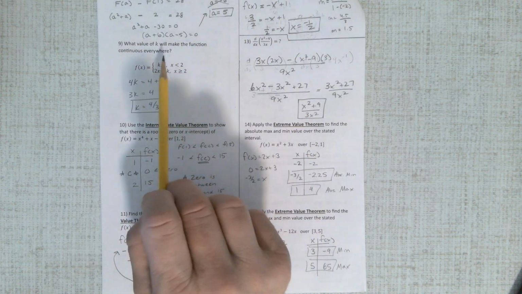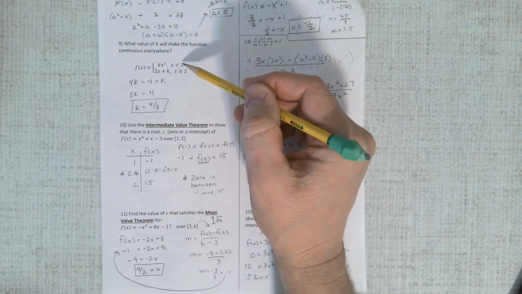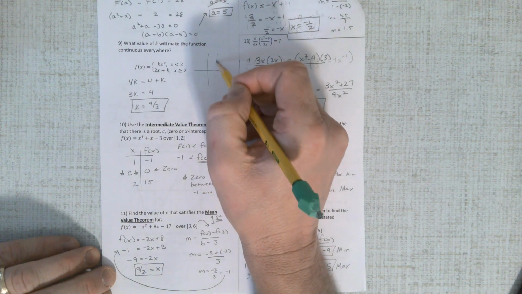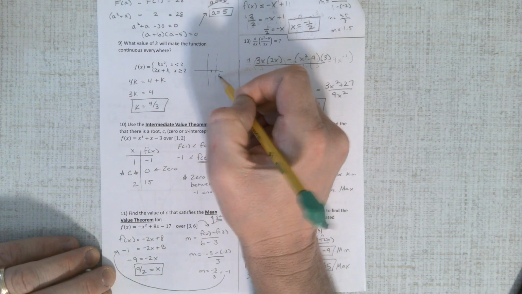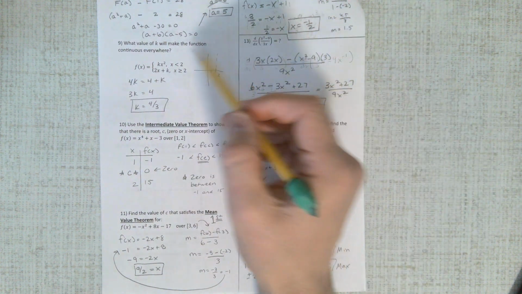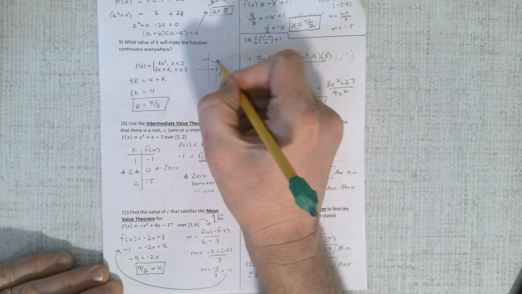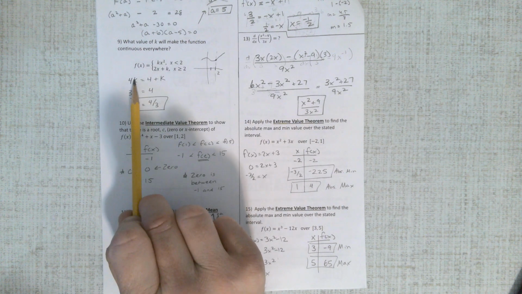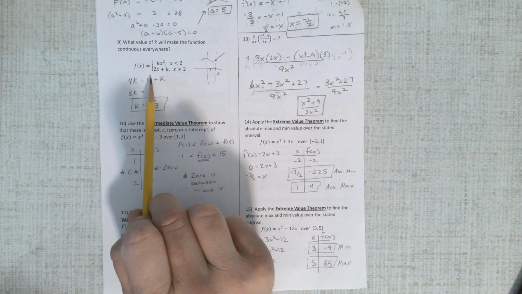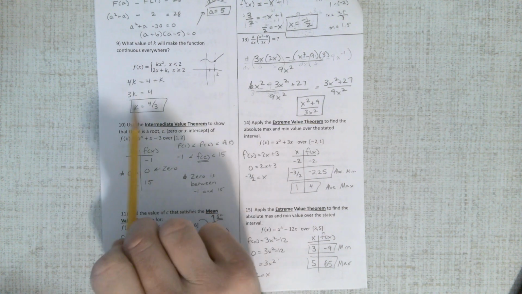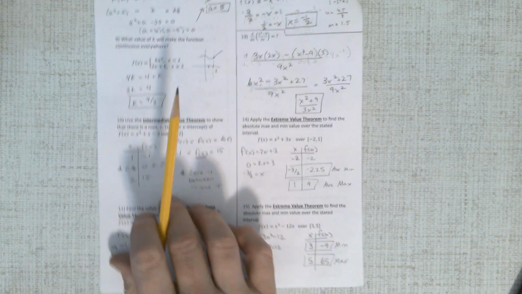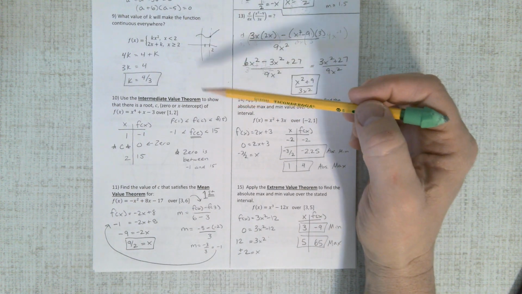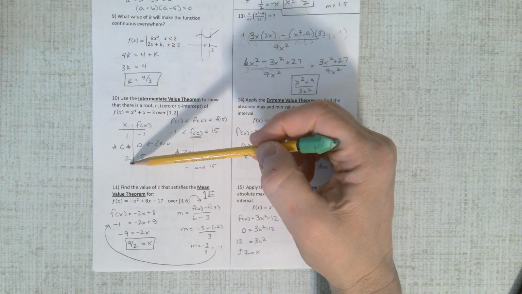What value of k will make it continuous? Well, the only area in question is right here at 2, because something happens at 2 right here. Something happens at 2, and I want them to come together, so I want them to go to the same spot. So I plug in 2 for x there. 4k, plug in 2 right there, plus 4 plus k, solve that, k has to be 4/3. When k is 4/3, they come together. Intermediate value theorem says I have a range from 1 to 2.